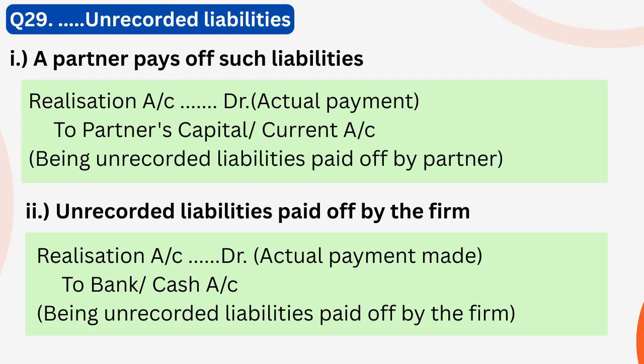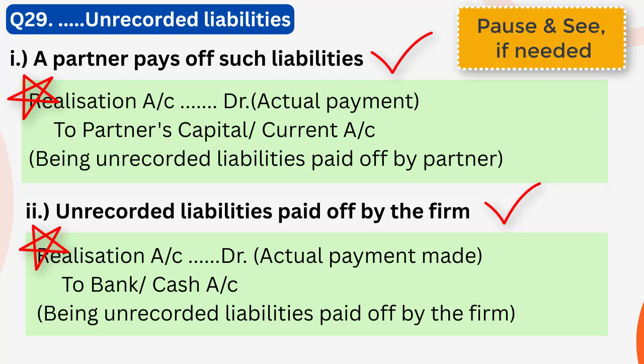Now coming to the unrecorded liabilities. If a partner pays off such liabilities, the entry would become just the opposite. If the unrecorded liabilities are paid off by the firm, the entry would look like this in that case. If need be, you can pause the video here and take a look at both of these entries again.